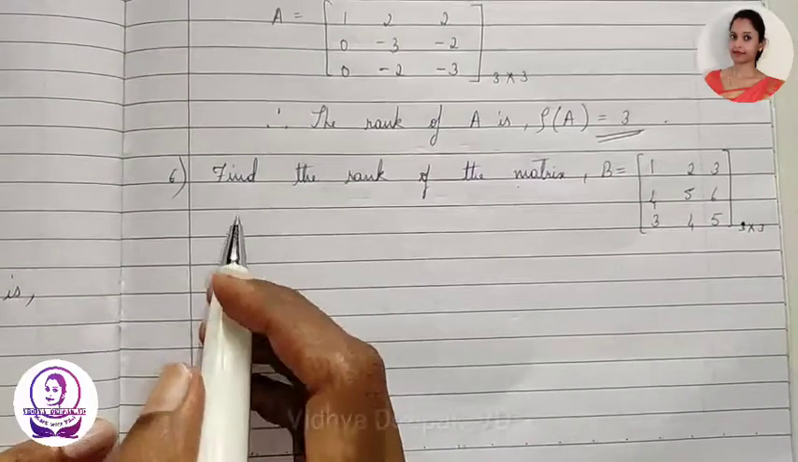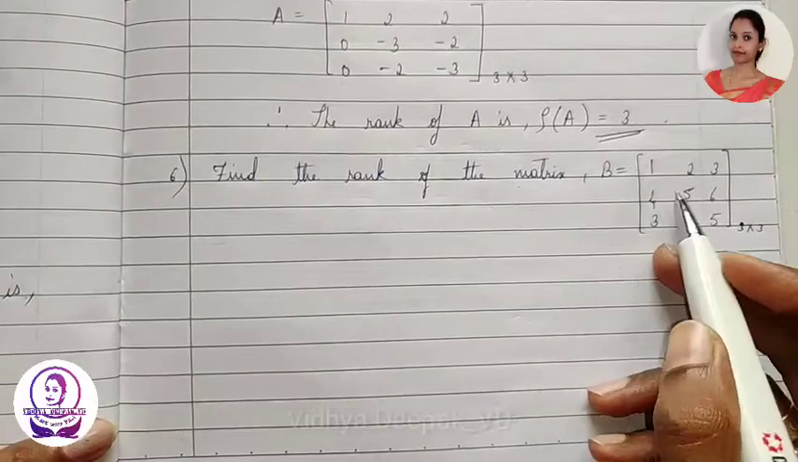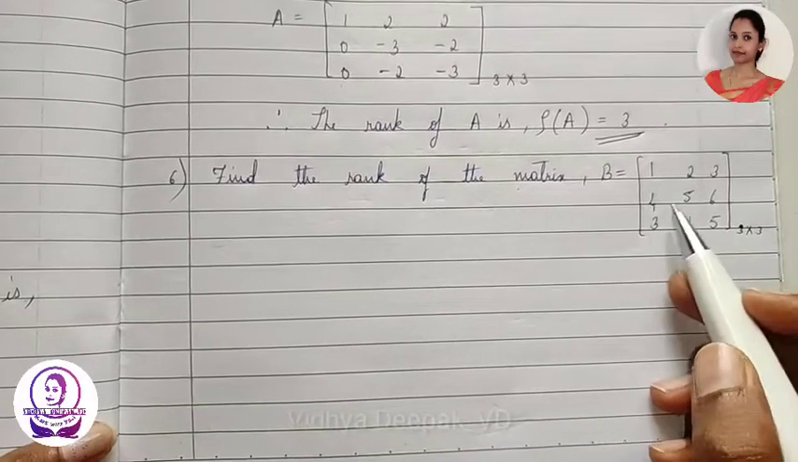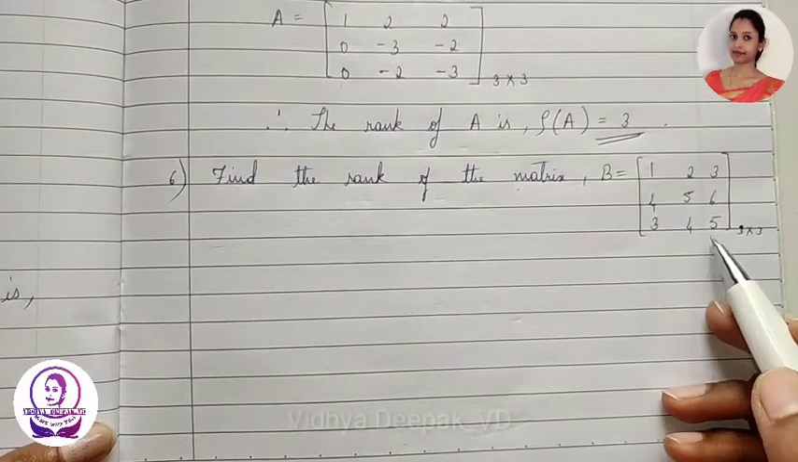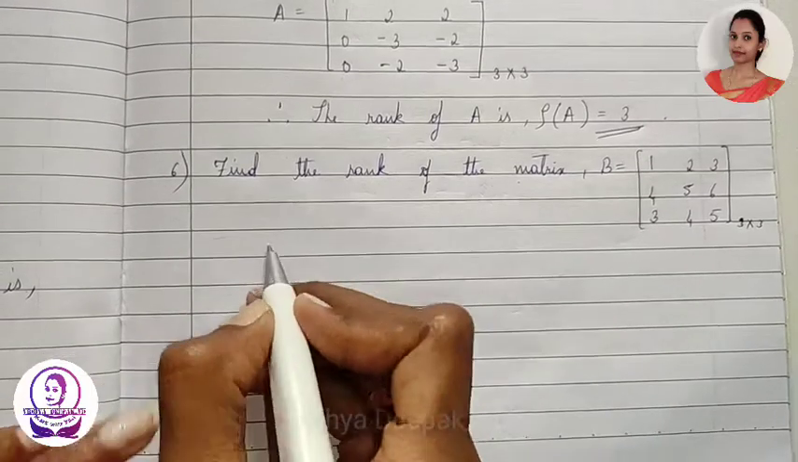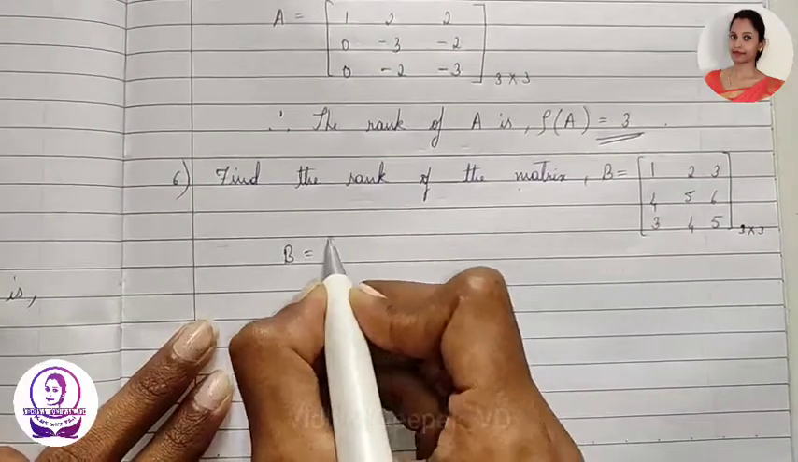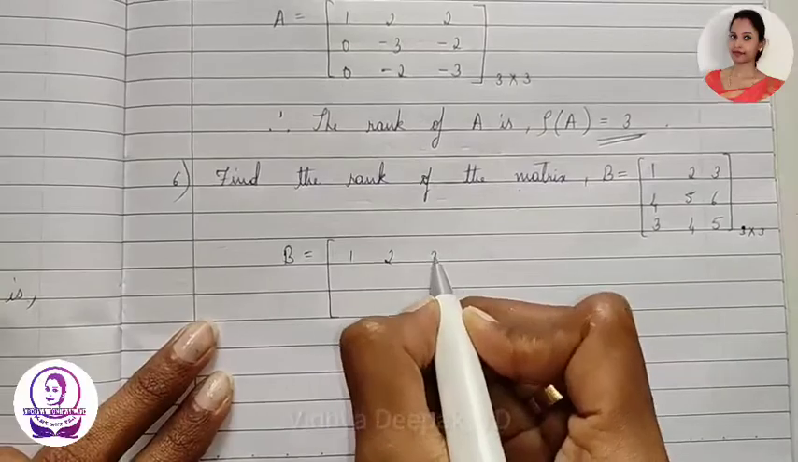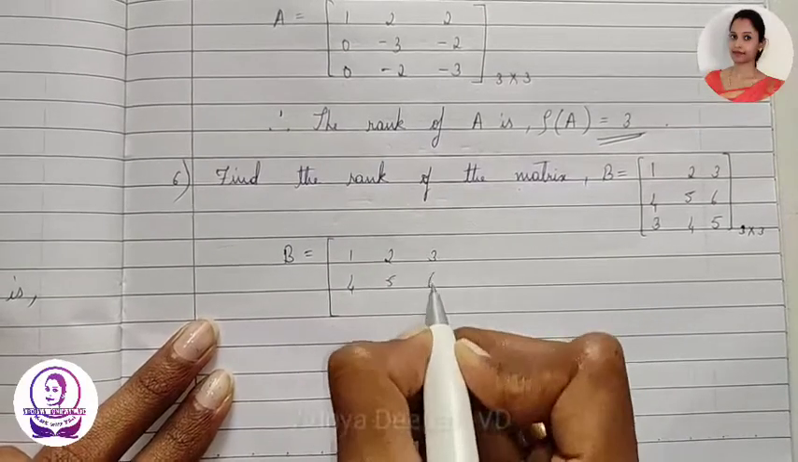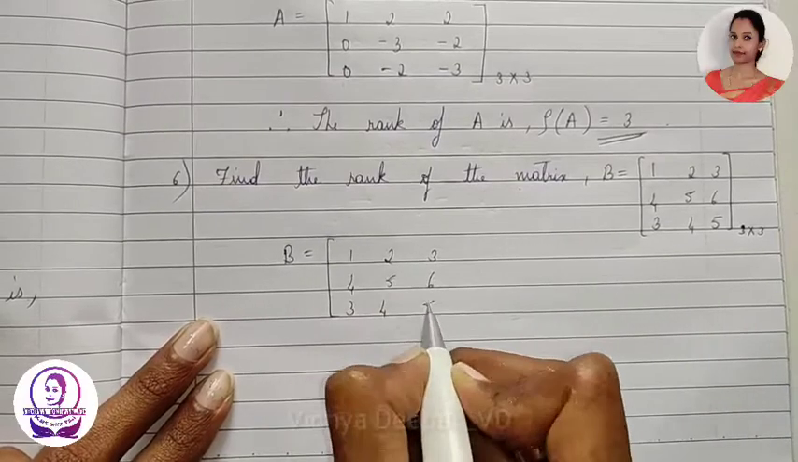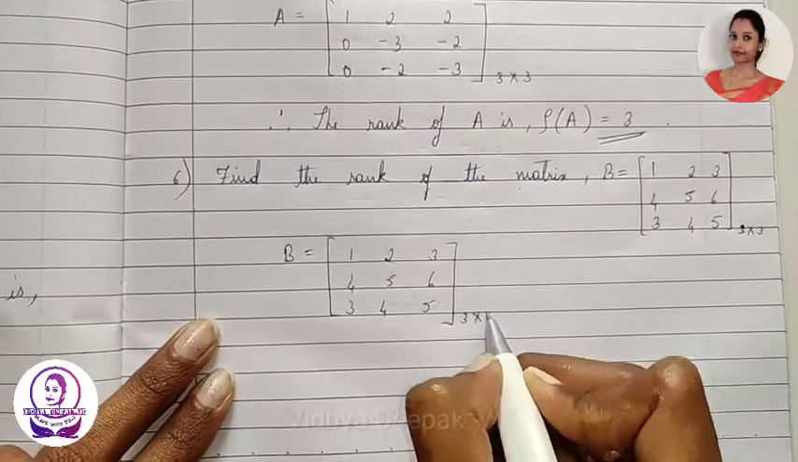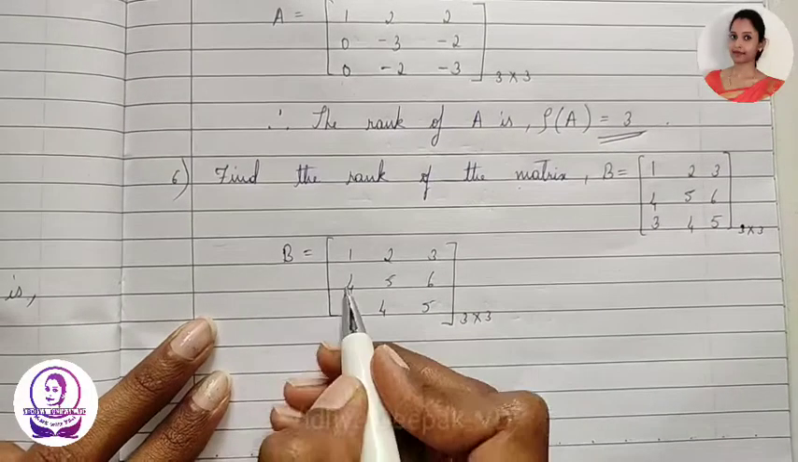Let's get into our next question. Find the rank of the matrix. B is equal to 1, 2, 3, 4, 5, 6, 3, 4, 5. So we have a matrix to be 1, 2, 3, 4, 5, 6, 3, 4, 5, which is a 3 cross 3 matrix. So first our aim is to make this 0.